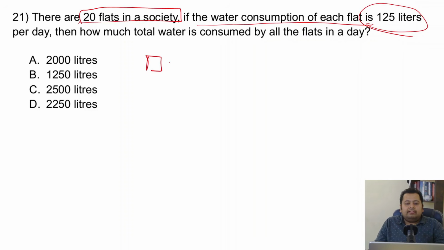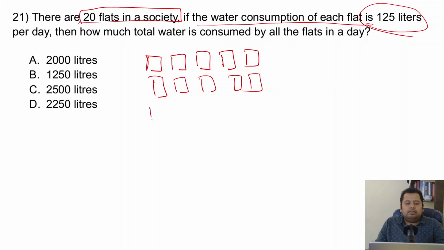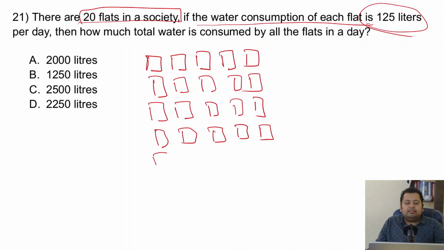So there are 20 flats. Let's say this is 5, so 5 times 4. Again, not required to do it, just to explain this to you. I'm just drawing 20 flats. Suppose these are flats, right? Correct. So there are 20 flats in a society.